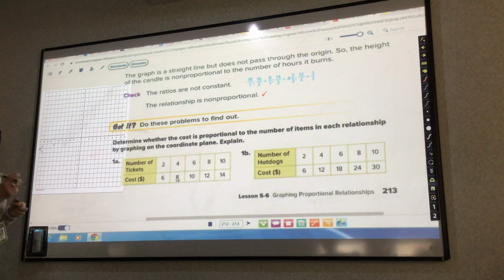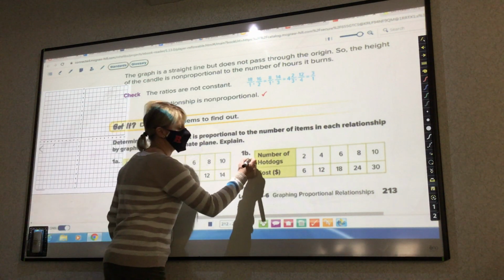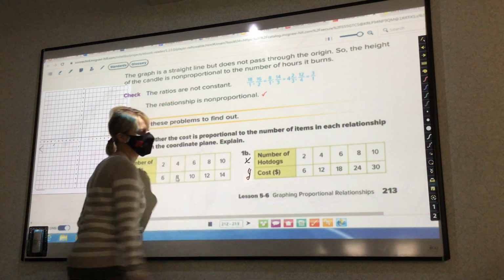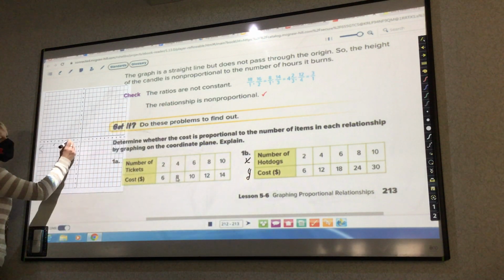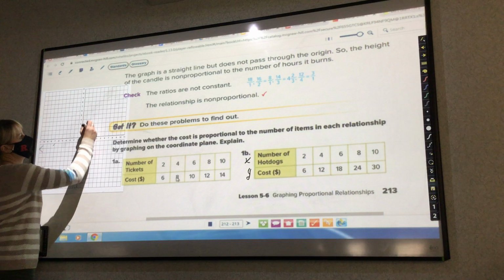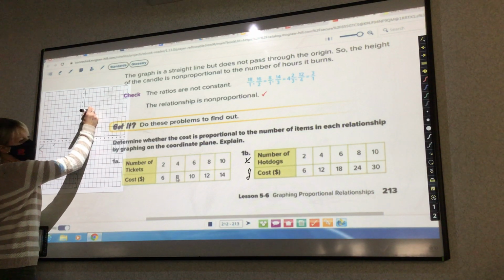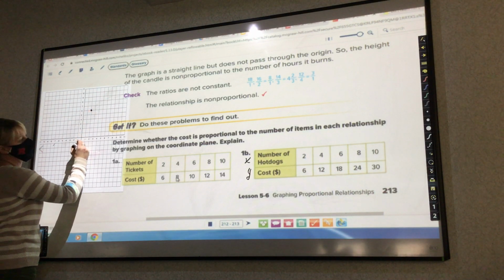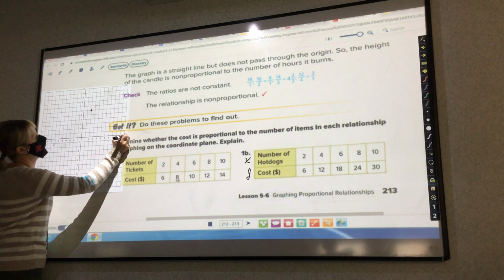All right, so if I need to graph these, I have the number of hot dogs. We always say this is X, this is my Y. So the number of hot dogs is 2, so I go over 2. Y is 6, so I go up to 6. I go over 12, which would be about here, and up to 4.